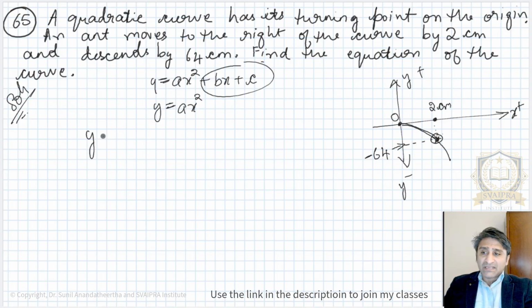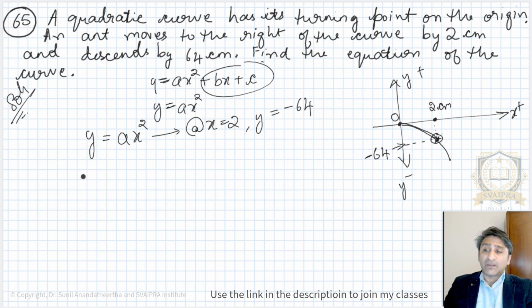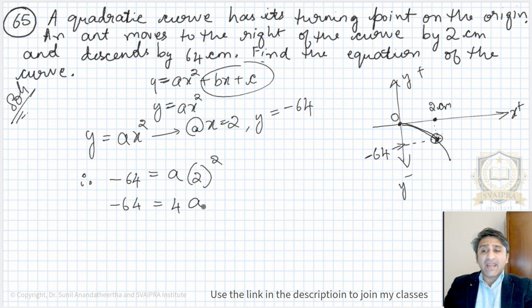So y equals ax squared. That means at x equals 2, we have the value of y, which equals minus 64. So therefore, let's substitute these two numbers into our original equation. So you're going to have minus 64 equals a multiplied by 2 squared. So this is minus 64 equals 4a. So therefore, you have a, which is minus 64 by 4, which is minus 16. So a is minus 16.